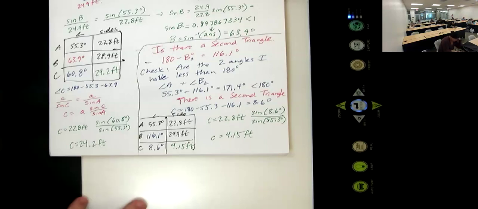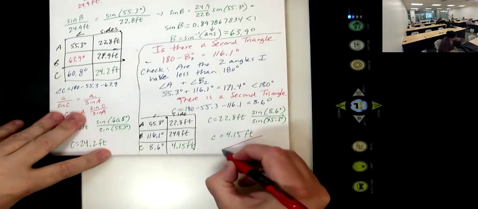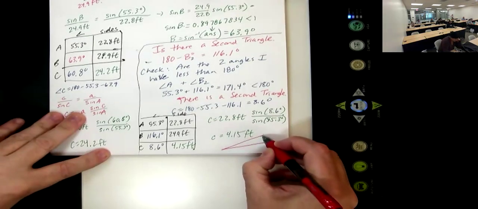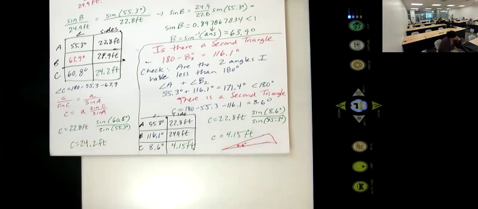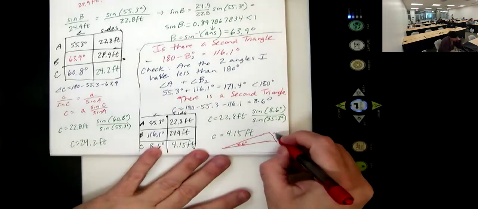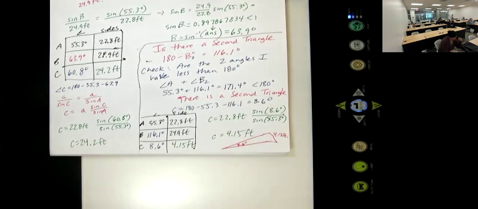So it turns out there's two triangles here, and one of them has a very, very narrow angle. 8.6 degrees is not very big, a very small angle, with a corresponding small side on the other side. It's a fun little scenario of triangles.